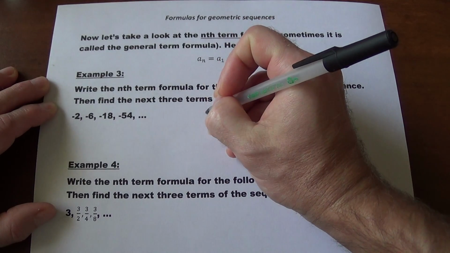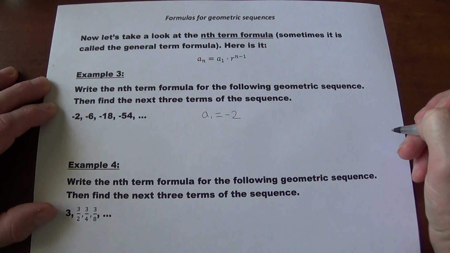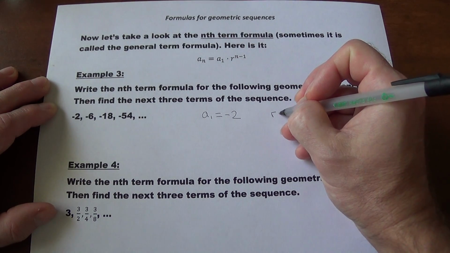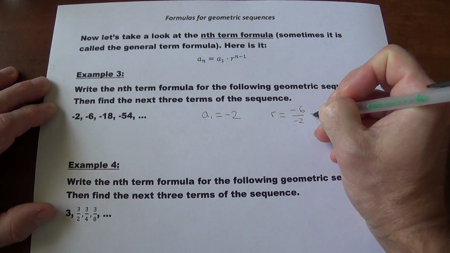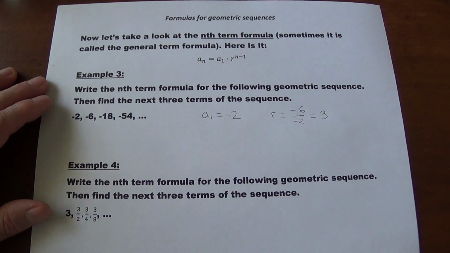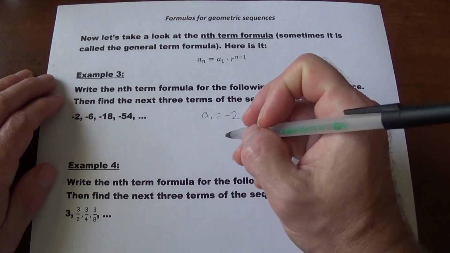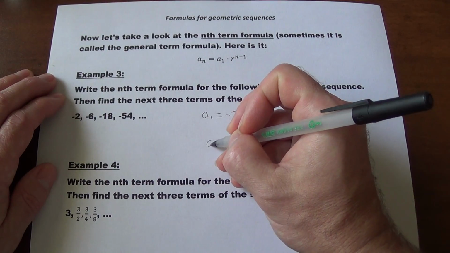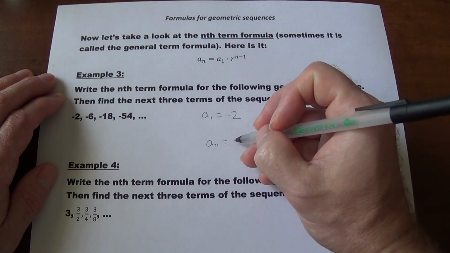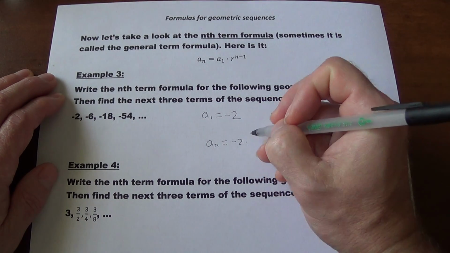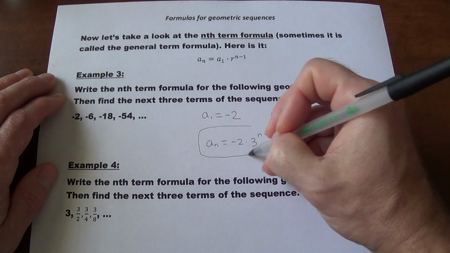We can identify our first term as -2. The common ratio here will be, for example, we take -6 divided by -2. That is going to give us +3. Please be very careful with the signs here. And then the formula will be a sub n equals the first term, -2, times 3 to the power n minus 1. And that takes care of the formula.